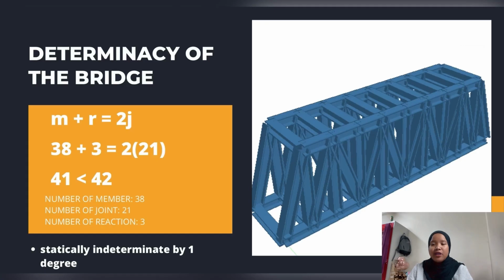In order to determine the determinacy of the bridge, we are using a simple equilibrium equation, which is the summation of members and reactions equals two times the number of joints. In our project, we have 38 members of the bridge, 21 joints of the bridge, and lastly 3 reactions, which is a summation of a pin and also a roller. So when we use the equilibrium equation, 38 plus 3 equals 41, which is less than 2 times 21, which is 42. Therefore this bridge is statically indeterminate by 1 degree.